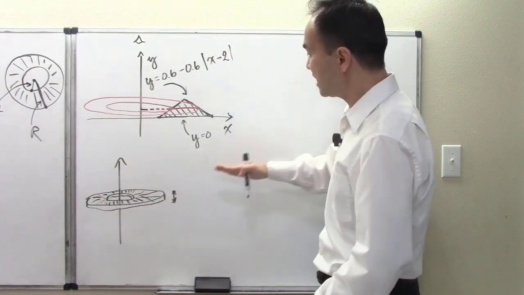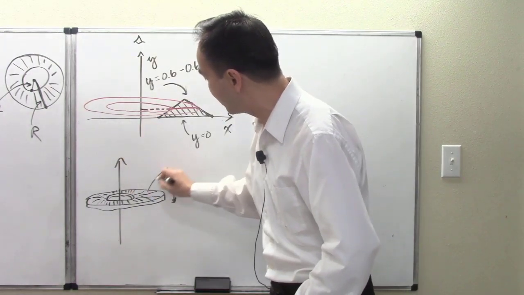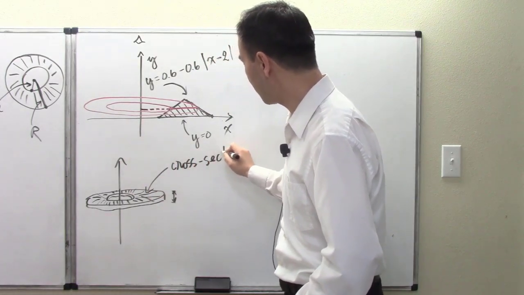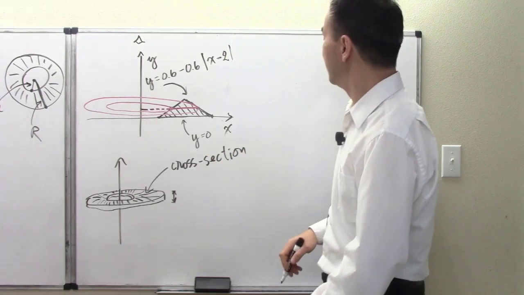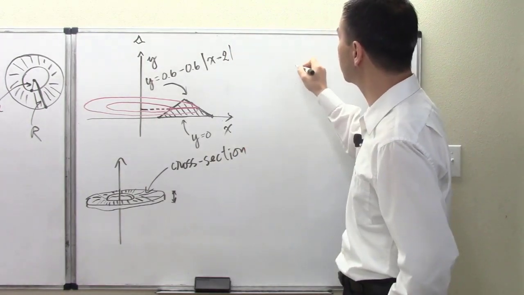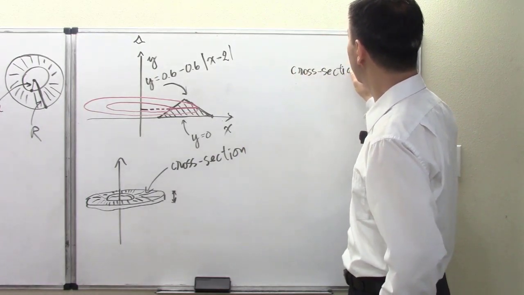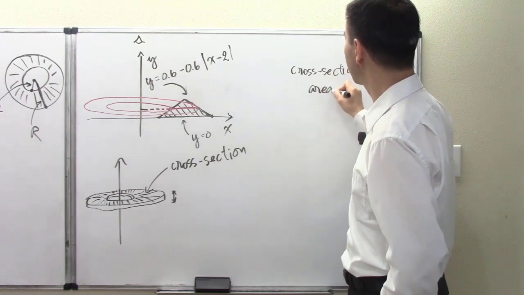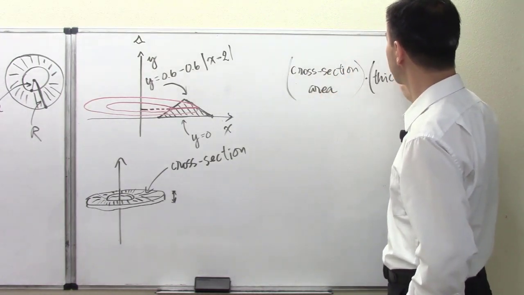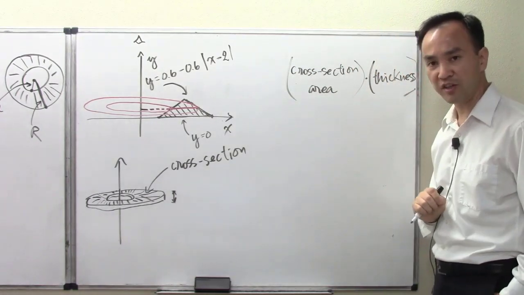In the end, each washer here, if we're looking straight down on that, is a cross section. On each washer, I'm going to find the cross-section area. That's the first thing. And then I'm going to multiply the cross-section area with the thickness. So thickness multiplied with cross-section area.